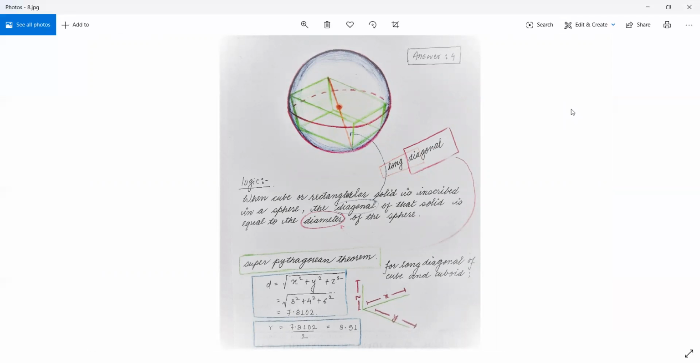So by the concept of the super Pythagorean theorem, you can calculate the diameter of the sphere, because when the rectangular solid is inscribed in a sphere, then the body diagonal of the rectangular solid will be equal to the diameter of the sphere. So this is the logic, right? So you can calculate the radius of the sphere by dividing the diameter by 2. You can get the radius.